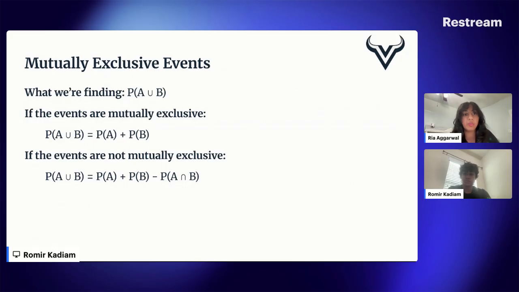Now we're going to move on to mutually exclusive events. For mutually exclusive events, what we're finding is the probability of A or B. If the events are mutually exclusive, you can use the formula probability of A or B equals probability of A plus probability of B. And if they're not mutually exclusive, you can use the equation probability of A or B equals probability of A plus probability of B minus probability of A and B. But do note that if events are mutually exclusive, because mutually exclusive means they cannot happen at the same time, the probability of A and B will always be 0. So you don't even need to subtract it.